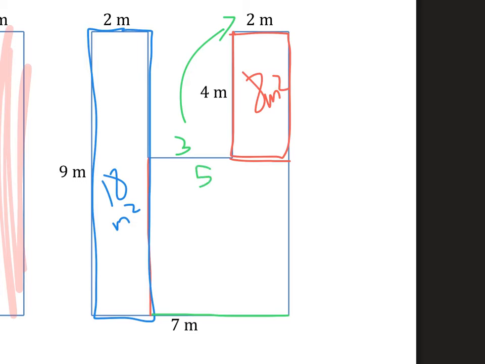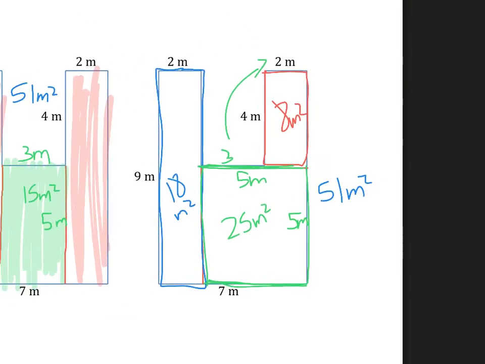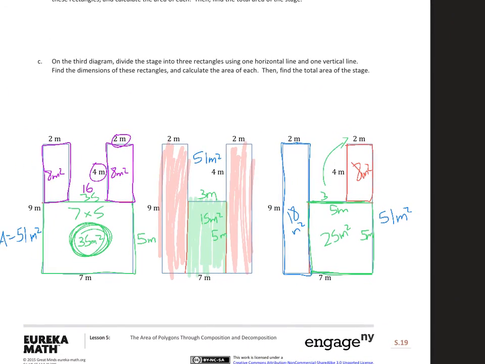So that's going to be 5 meters for the top line and the bottom line. And then the right side and the left side we found was also 5 meters. So that created a 25 meter squared square plus the 18 and 8 gives us, you got it, 51 meters squared. So it doesn't matter how we cut them up. If we do the math correctly, we'll get the same area because the area is the same.